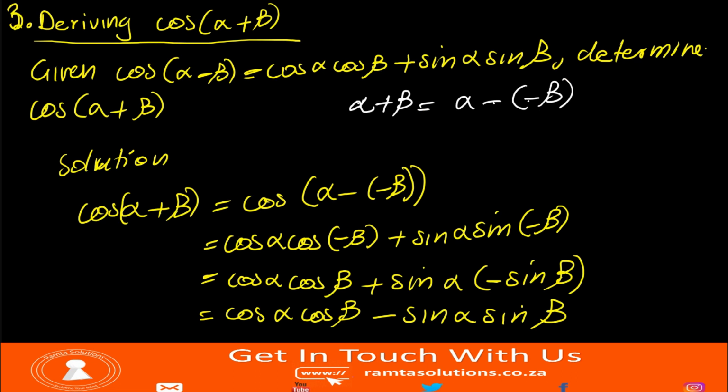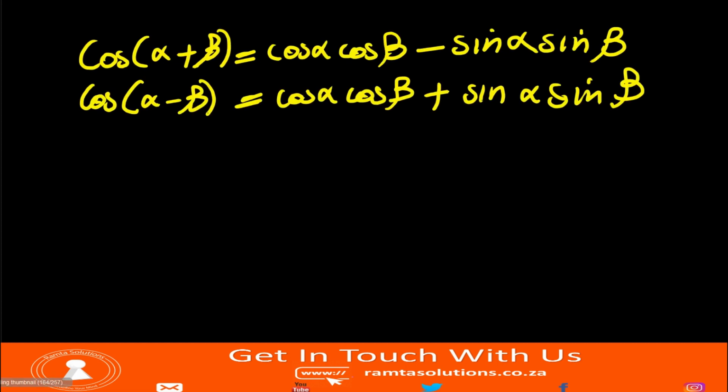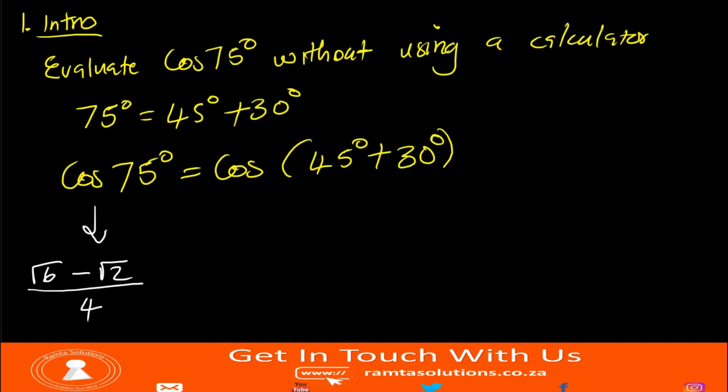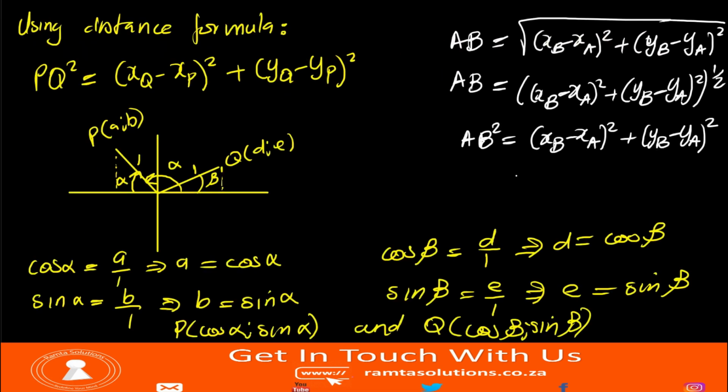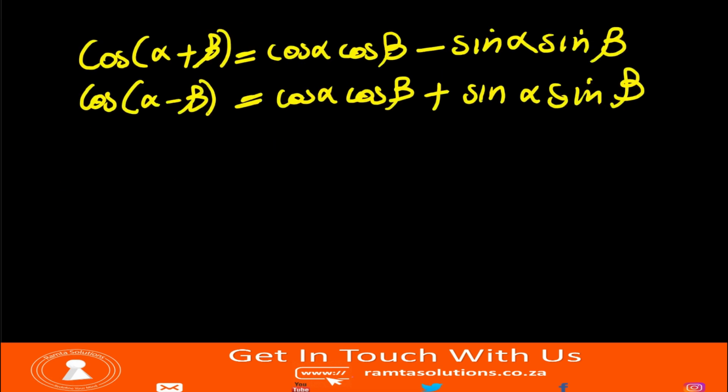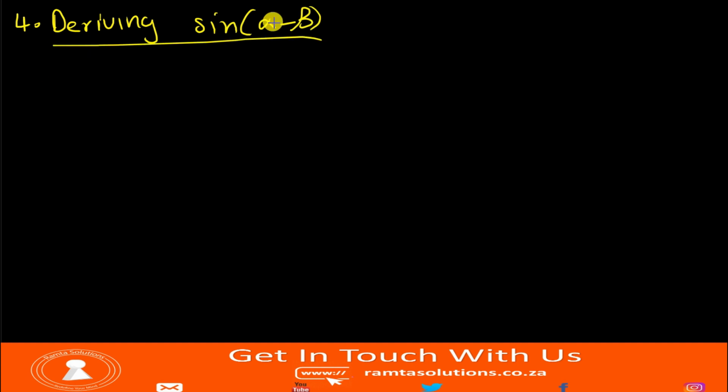Okay, then let's go to number 4. Did we say we're deriving? Okay, sine alpha minus beta, it's okay. Now, deriving sine alpha minus beta. Again, now you have two formulae that you can use.